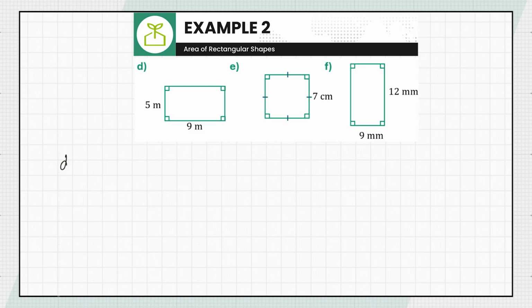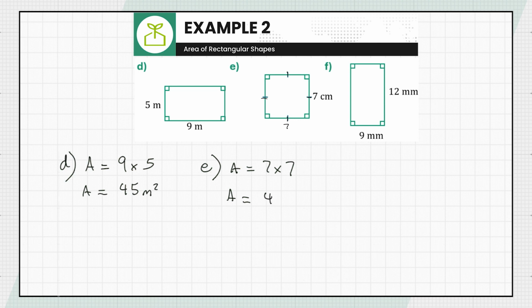Alright, let's get started. So starting with D, our area is going to be equal to 9 multiplied by 5. So our area is equal to 45 meters squared. With E, we have a square, so our area is going to be equal to 7 multiplied by 7. Just remember that each one of these dashes, if they are the same on each side, means that each result is equal to each other. So our area is going to be equal to 49 centimeters squared.